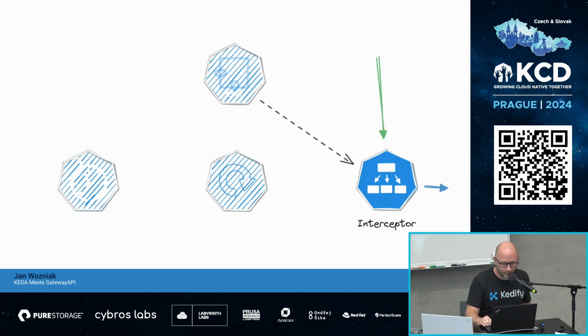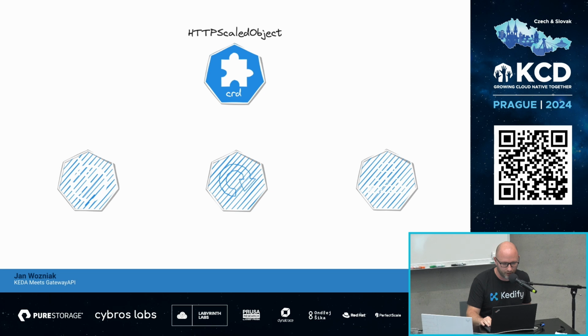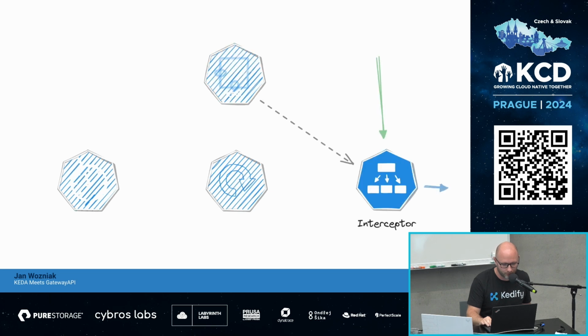In order for KEDA to know how to scale up and how much HTTP traffic you have, there is this reverse proxy called interceptor. You configure your application ingress or gateway API routes to route the traffic to interceptor, and then interceptor, with help of the HTTP scaled object, knows how to route the traffic back to your application deployment.